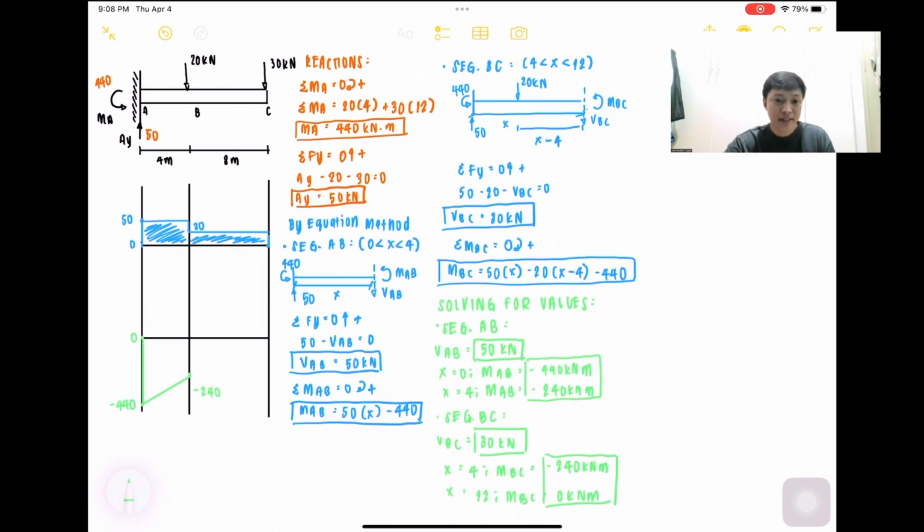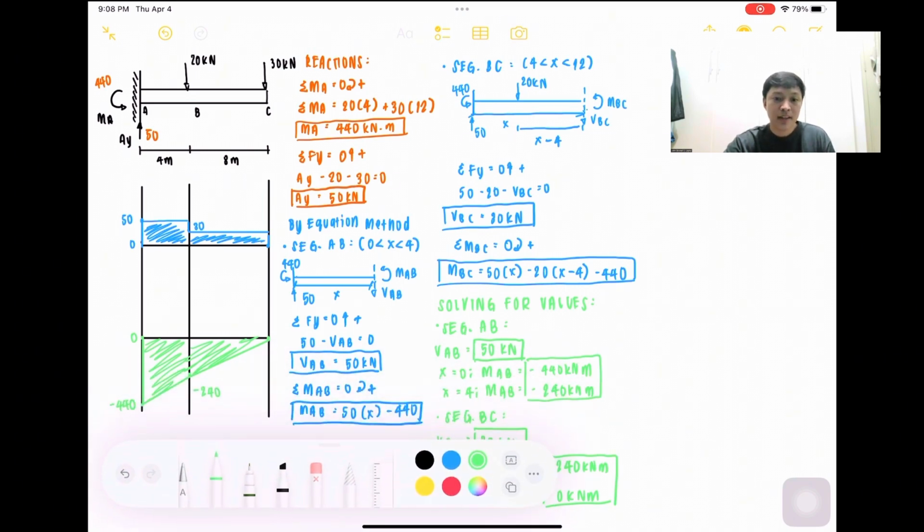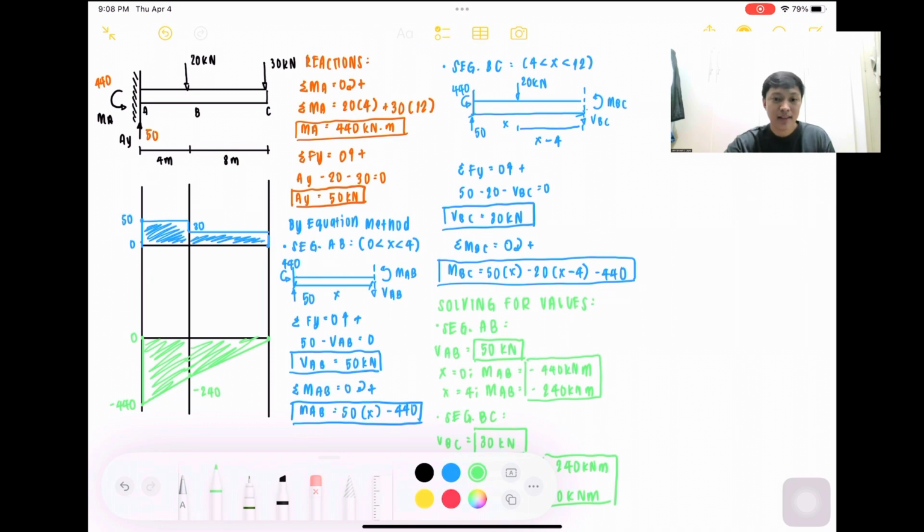Unlike in plotting the shear diagram, imbes na straight line lang ang ginamit sa pagkokonekta ng points, sa moment diagram, slanting o diagonal line. Lastly, if x is equal to 12, the moment is 0 kN-m. From negative 240, i-connect lang natin ito sa 0 using a slant line. And that's how you plot a shear and moment diagram using the by-equation method.